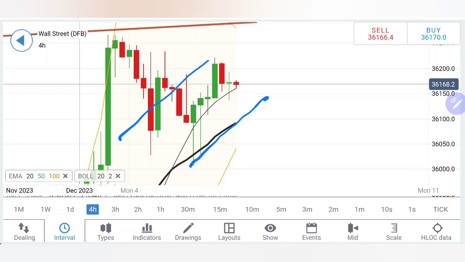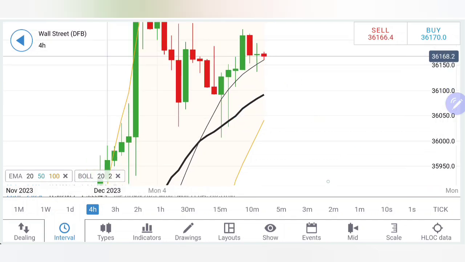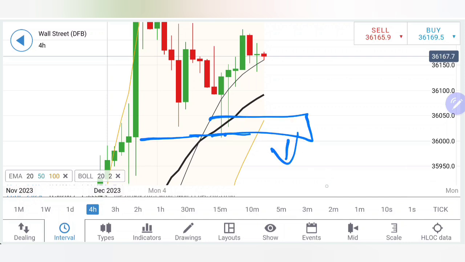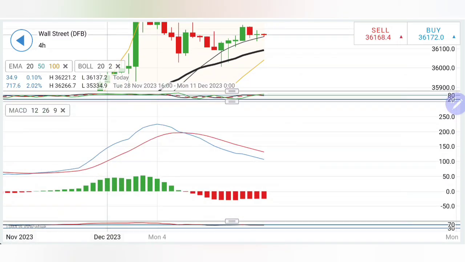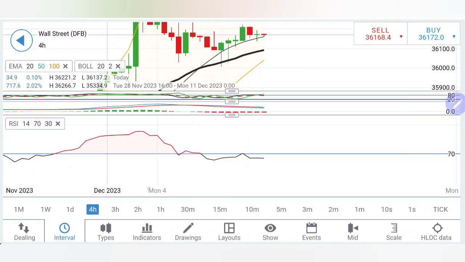See these lines here, you can expect even if it tries to retrace to 36,100-080, certainly there should be a greater support, and below that 36,050. If at any point of time US30 trades below 36,050 and 36,000 levels, consider that as a bearish breakout. Stochastic overbought, MACD is still bearish, RSI is flat near the top.